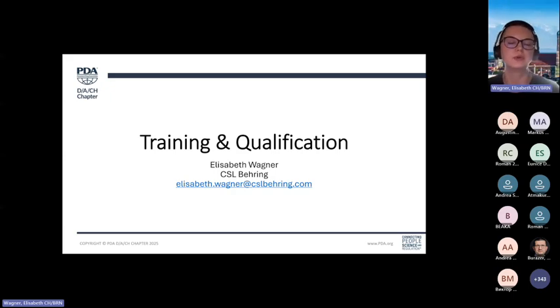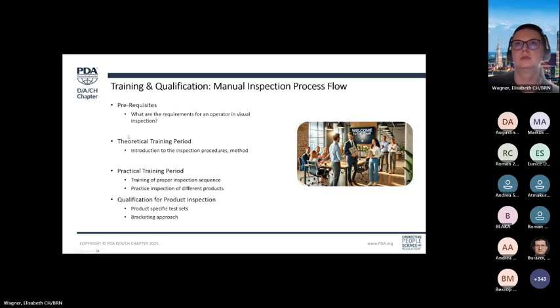I've seen different approaches, how operators are trained and qualified, and I would like to present to you today, let's say, the best practice or the condensed version, how to train and qualify operators for visual inspection. So typically we start with our manual visual inspection process flow. So how can we generally qualify new operators in this area?